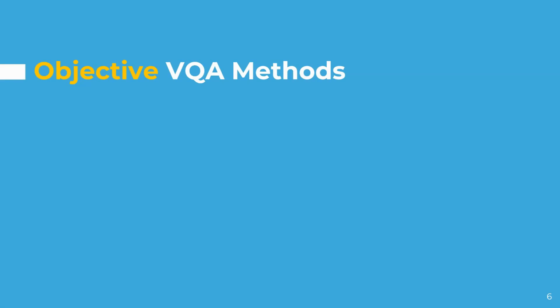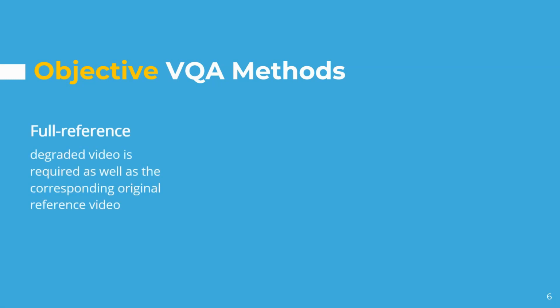But what are different methods for objective VQA? The first one is full reference. In the full reference, there is a reference video and a degraded video, and the quality of the degraded video is evaluated after comparing these two videos using some metrics and using some approaches.